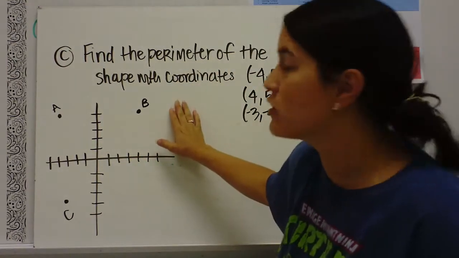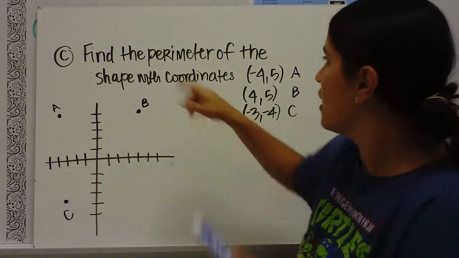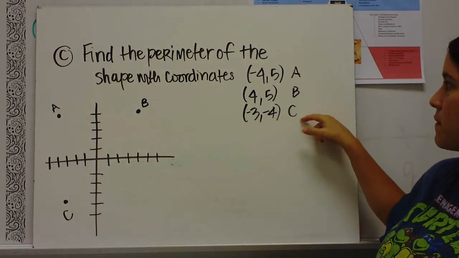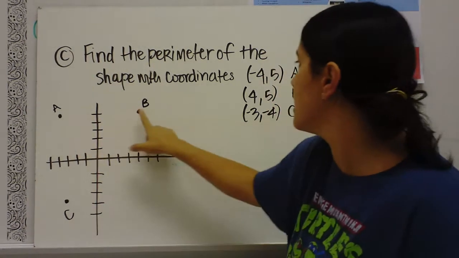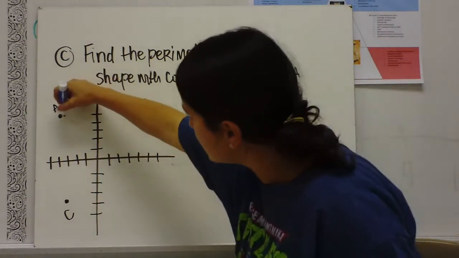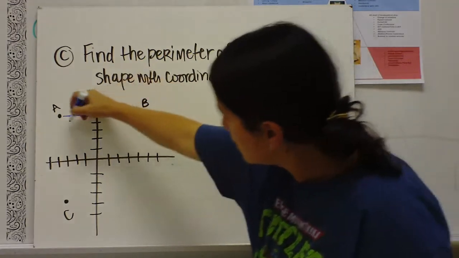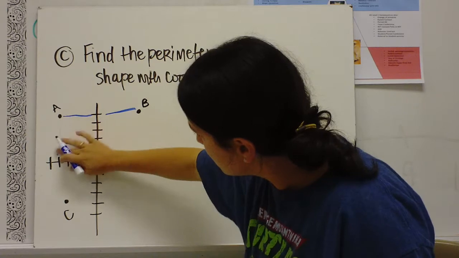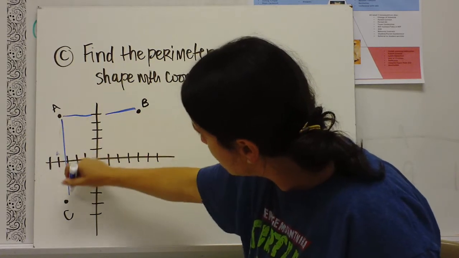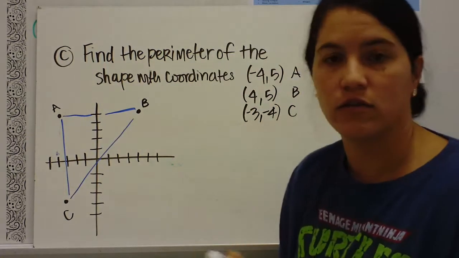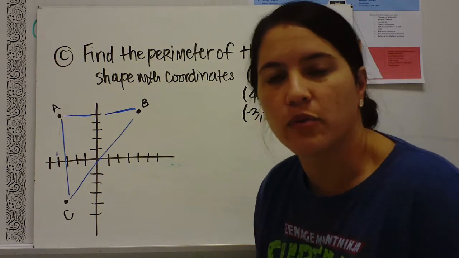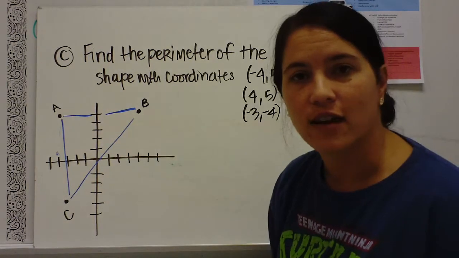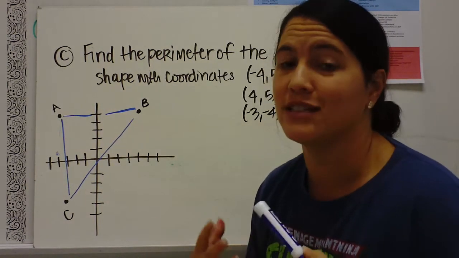Alright, so this one's a little bit more difficult. Find the perimeter of the shape with these coordinates. I have these coordinates, A, B, and C. I've graphed them over here, and it makes a triangle. In order to find the perimeter, I need to find the distances between all these points. So you have to do the distance formula several times.